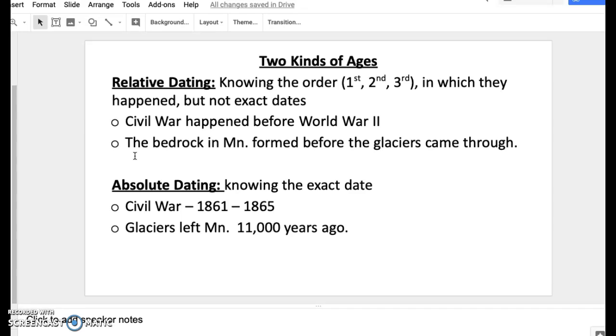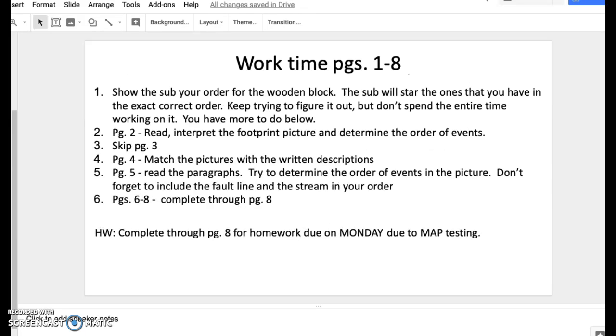Okay. So if you need to give more writing time, please do that. But otherwise, if we are ready to move on as a class, here's what you're going to do now. It is work time on practicing some of your skills around relative dating and trying to figure out what happened first, second, and third, and so on. I guess at this point you've all probably done number 1, which has to do with the wooden blocks. So now you're going to be doing number 2.